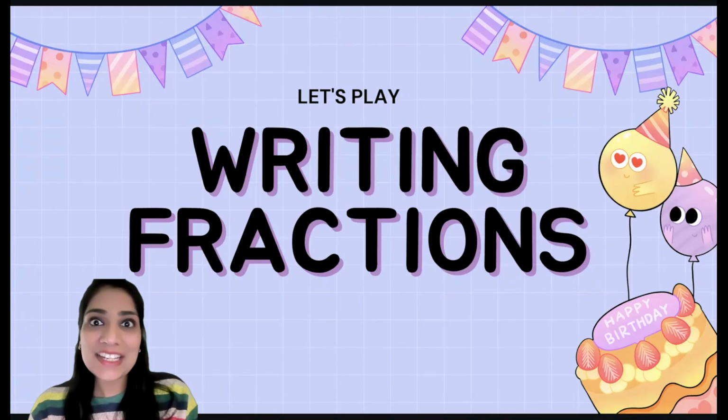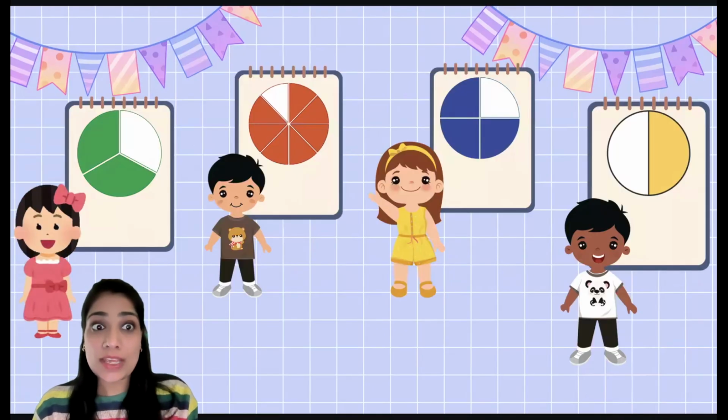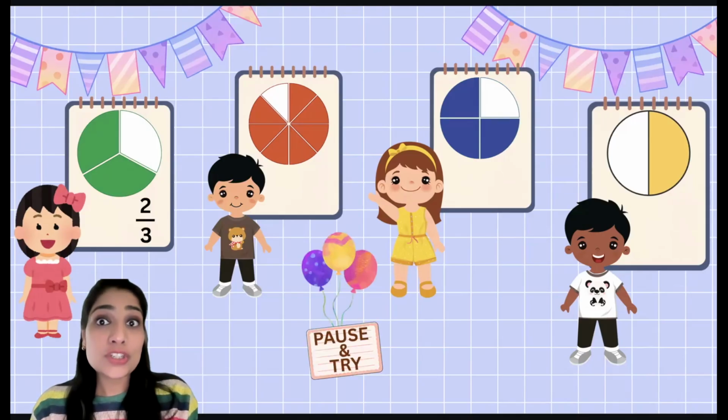Let's play writing fractions. Here you are given a set of pictures and you want to find the share of the colored parts. Let's do one together. In the first picture, I see that there are 2 green parts, and in total how many parts are there? 3. So what fraction is the green parts? 2 out of 3. It's your turn now. You should pause and try writing the fraction for all the colored parts.